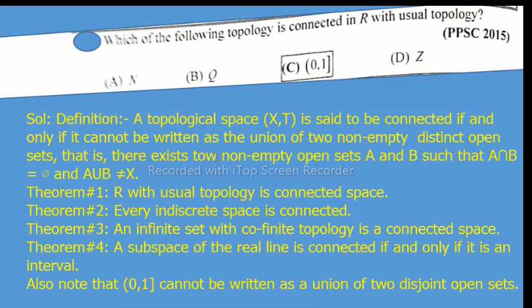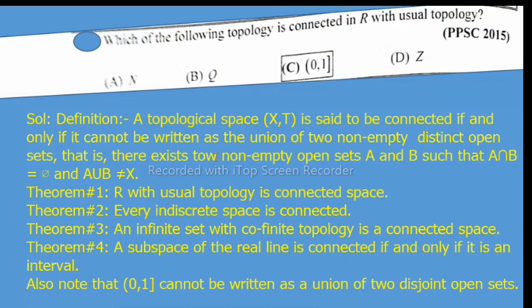Theorem number 1, that is, R with usual topology is a connected space. Theorem number 2, that is, every indiscrete space is connected. Theorem number 3, that is, an infinite set with cofinite topology is a connected space. Theorem number 4, that is, a subspace of the real line is connected if and only if it is an interval.